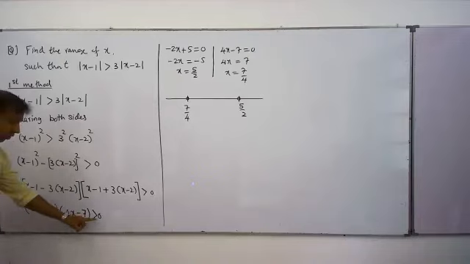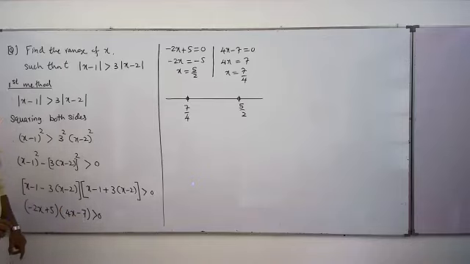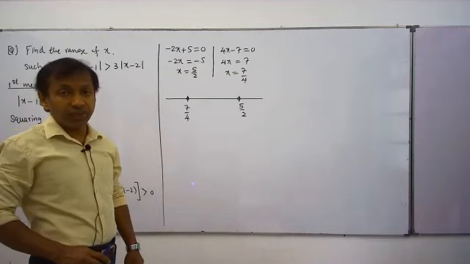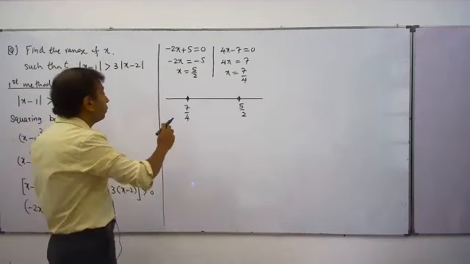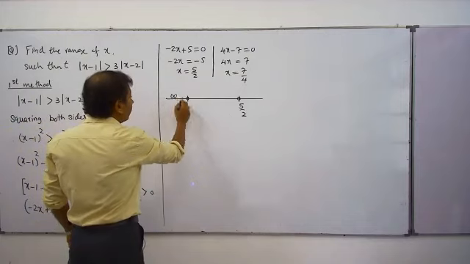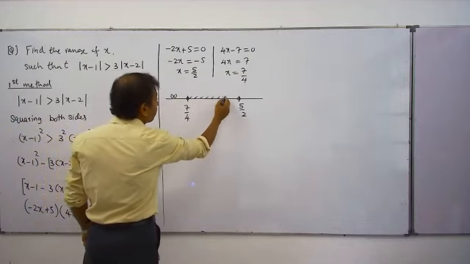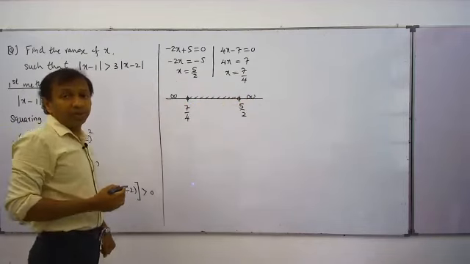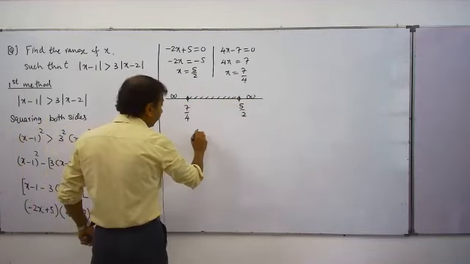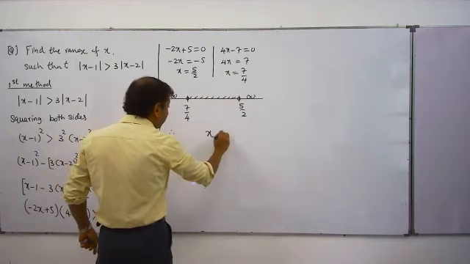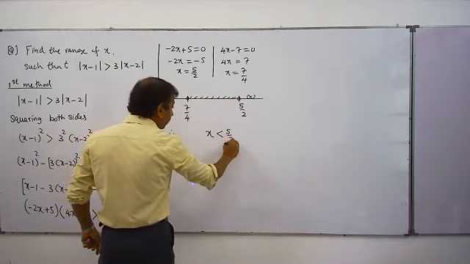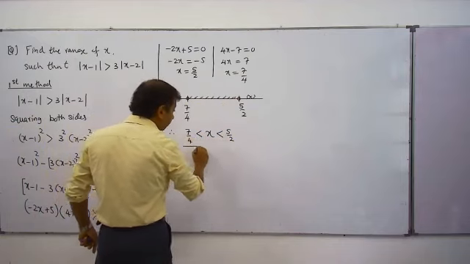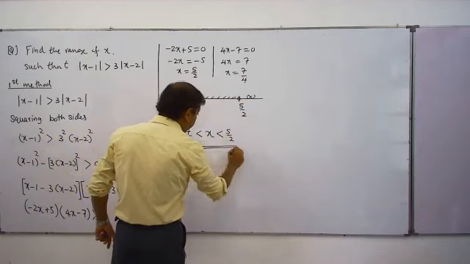Minus 35 greater than 0. That is wrong, people. Minus 35 is not greater than 0. So therefore, this region does not satisfy. Then definitely this should satisfy. This should not. Then the solution, people, x lies between. Therefore, the solution is x less than 5 by 2, greater than 7 by 4. This is our region of x.